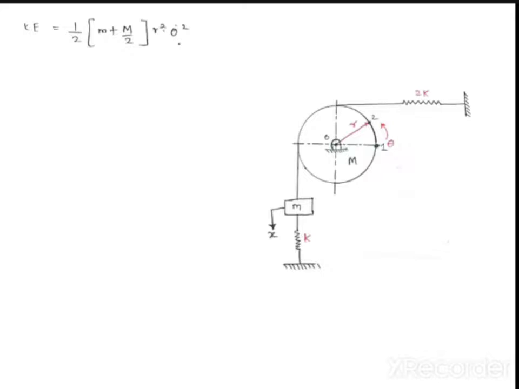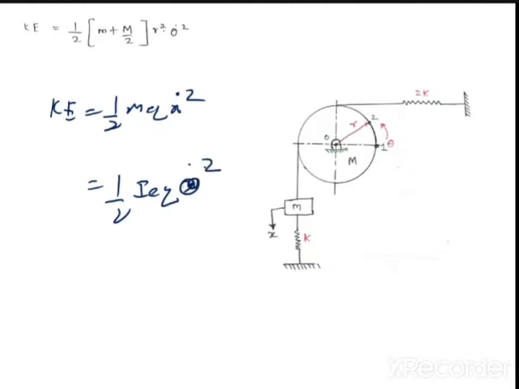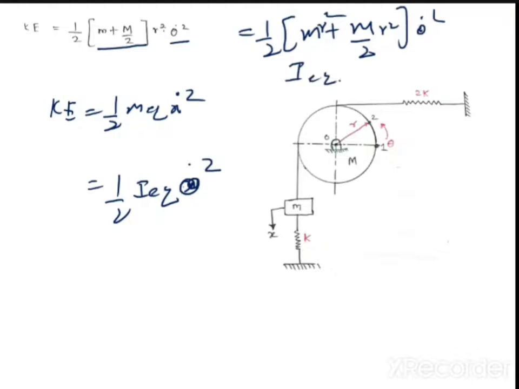Okay, now basically guys, try to understand. Now there is a change. Now what is kinetic energy? 1 by 2 m equivalent into x dot square. Or what is the kinetic energy? 1 by 2 I equivalent into theta dot square. Okay, now here it is theta dot square. So the bracket term will be what? If I write like this, 1 by 2 m plus M by 2, m r square plus m r square by 2 into theta dot square. So what is this bracket term? I equivalent. Why? Because the formula is kinetic energy is equal to 1 by 2 I equivalent into theta dot square.